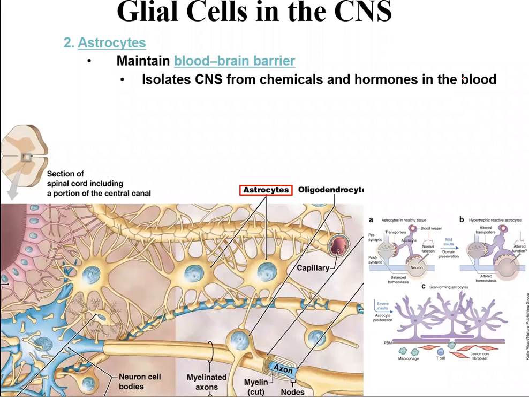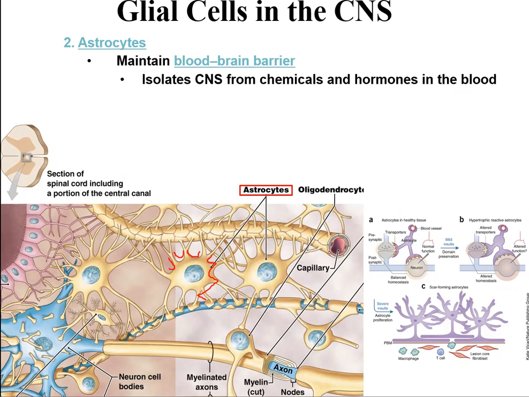Another type of glial cell in the central nervous system is called an astrocyte. Astro for star, cyte for cell. So these cells look roughly like little stars. So here, these cells look roughly like stars. Astrocytes have many different functions. First of all, they help to maintain the blood-brain barrier.